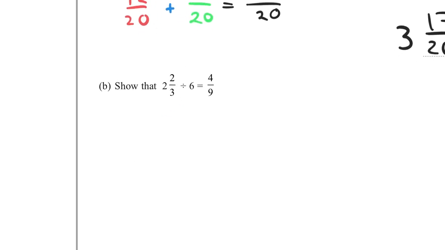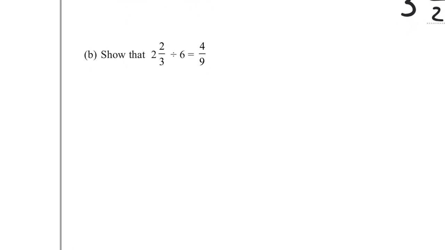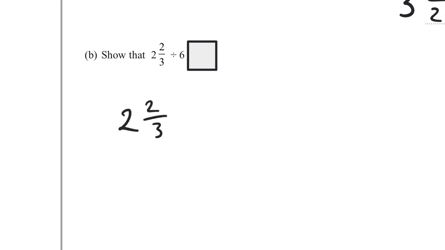Okay, dividing. Show that 2 2/3 divided by 6 is 4/9. Because for now I'm just going to cover up that 4/9. Alright, we're just going to work out what 2 2/3 divided by 6 is.